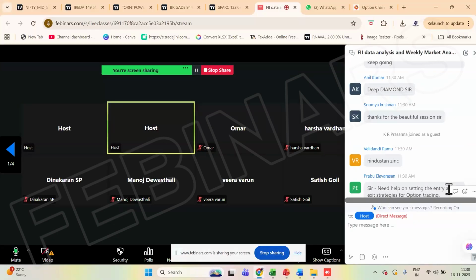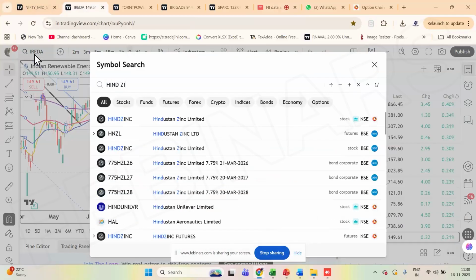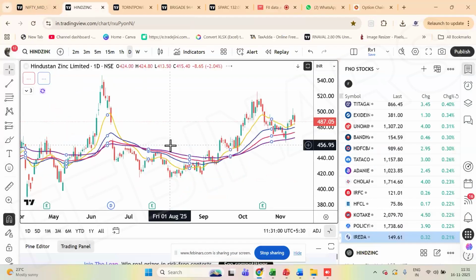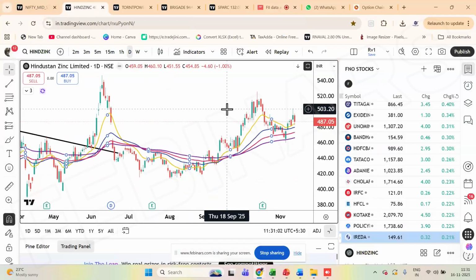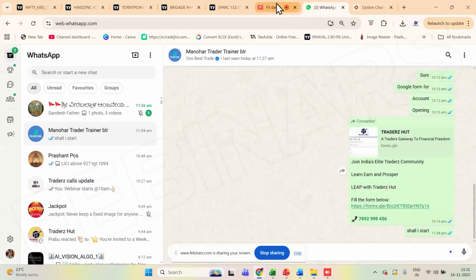Okay, Mr. Ramu is asking regarding Hindustan Zinc. Well, I don't have a clear picture on the Hindustan Zinc until 500 and 520 is crossed. The base is near 460 zones. So I would not take any call on the Hindustan Zinc.